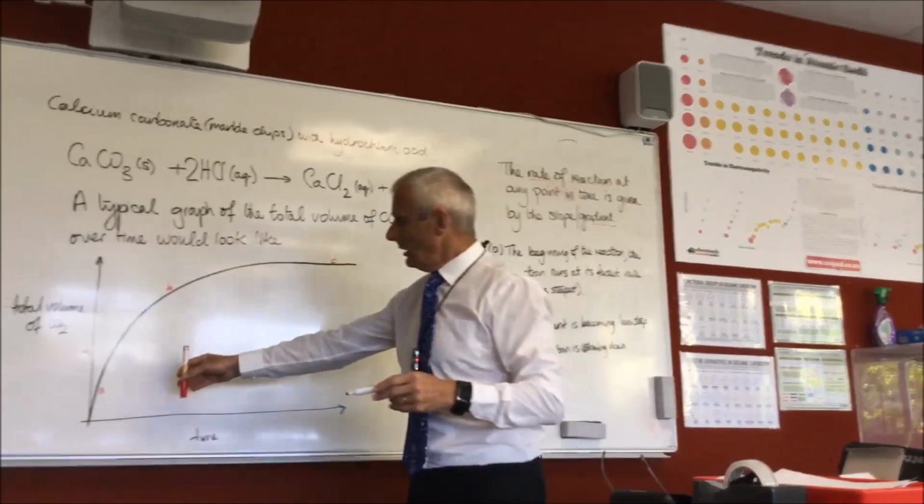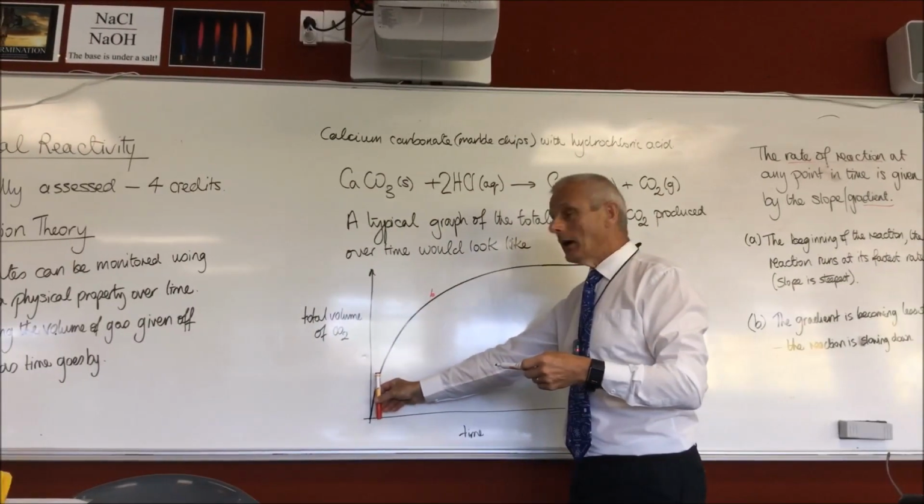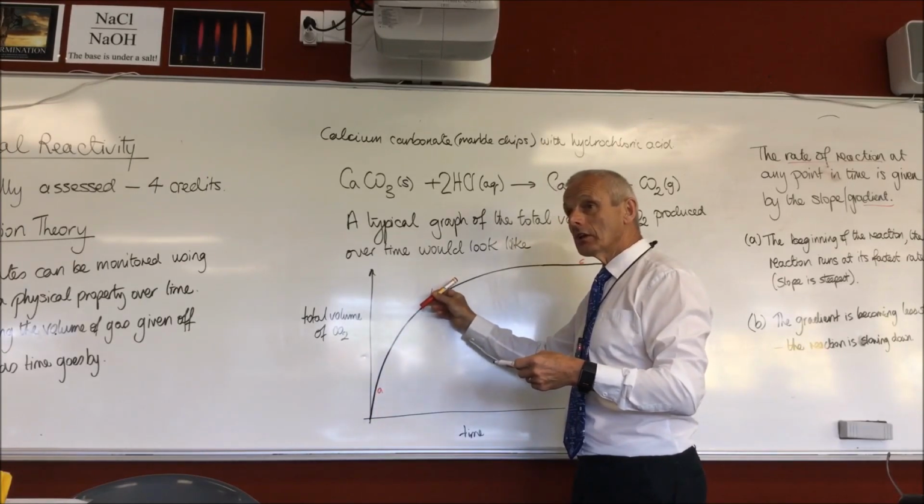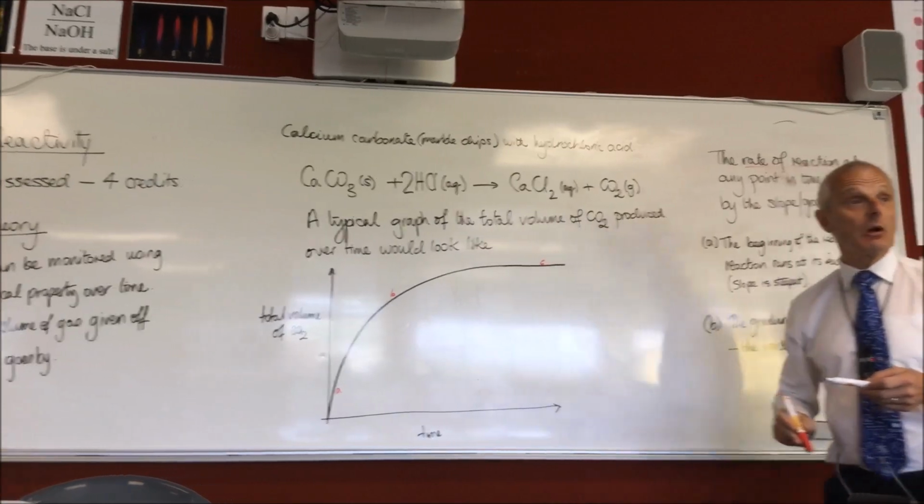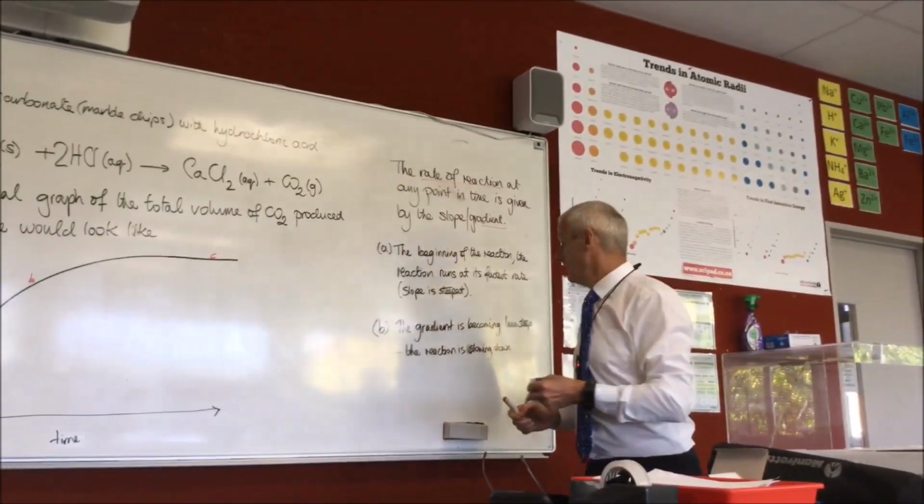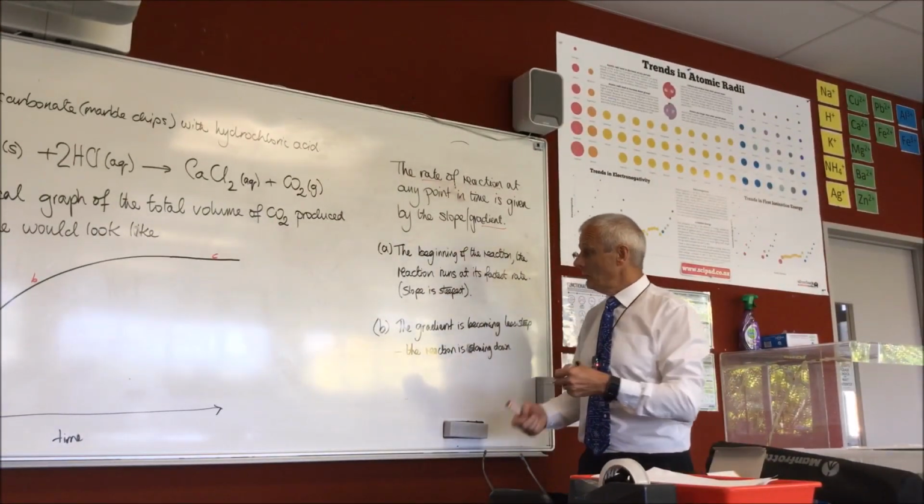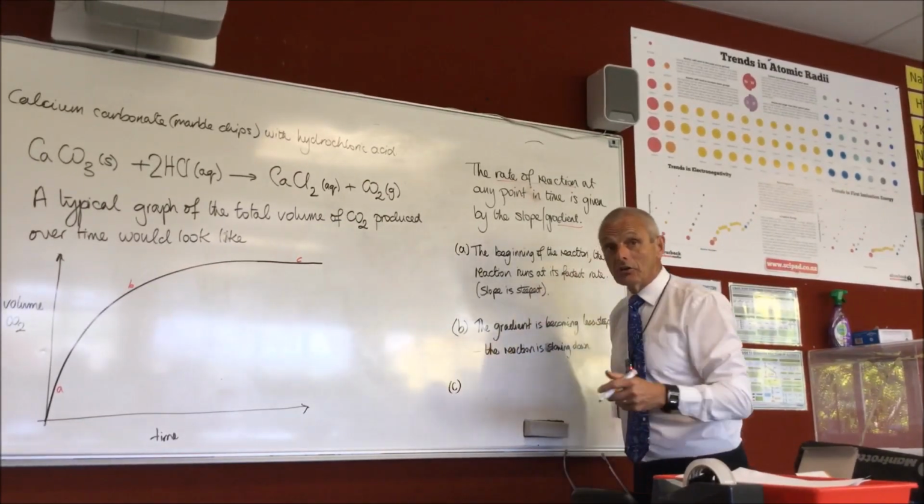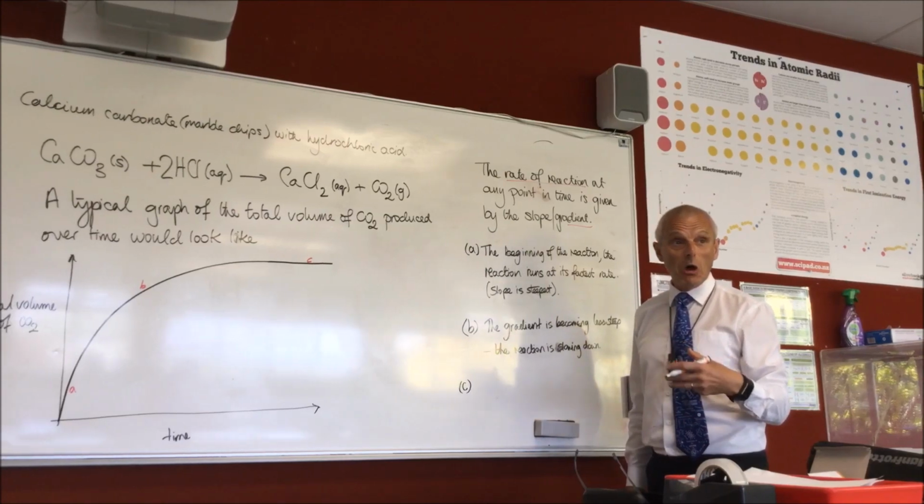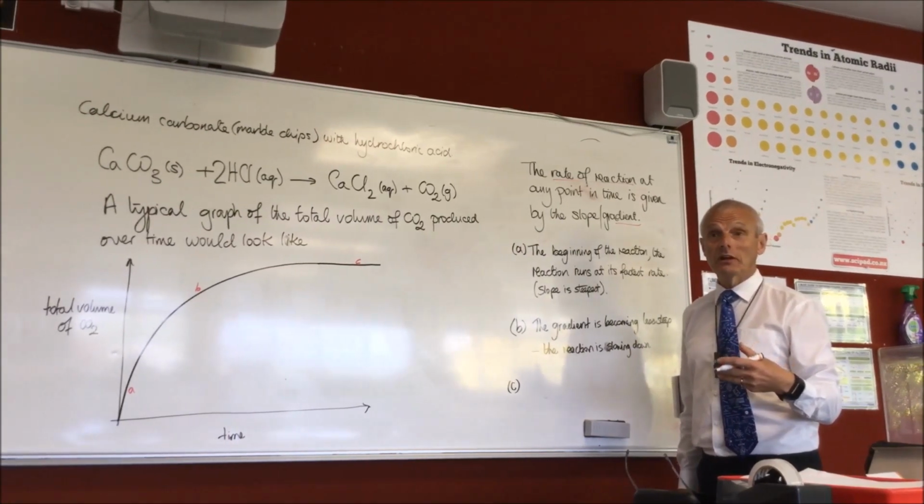What we can see is if we compare the gradient at A to where it is at B, it's clearly less steep. So that's telling you the reaction's going slower. Okay? So the reaction's actually slowing down. And then when we look at C, we have a horizontal line. The reaction stopped. So there is no rate.